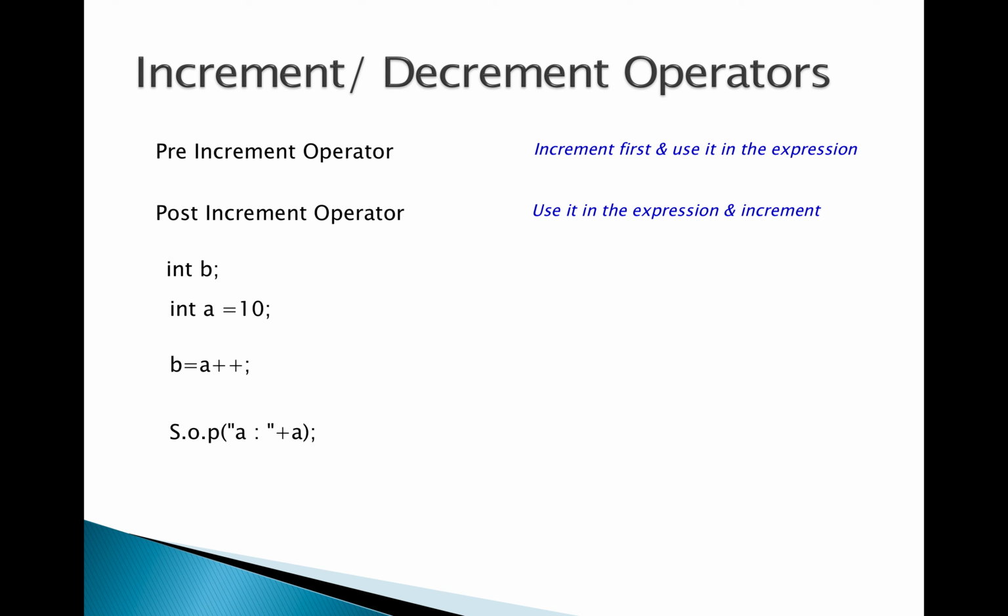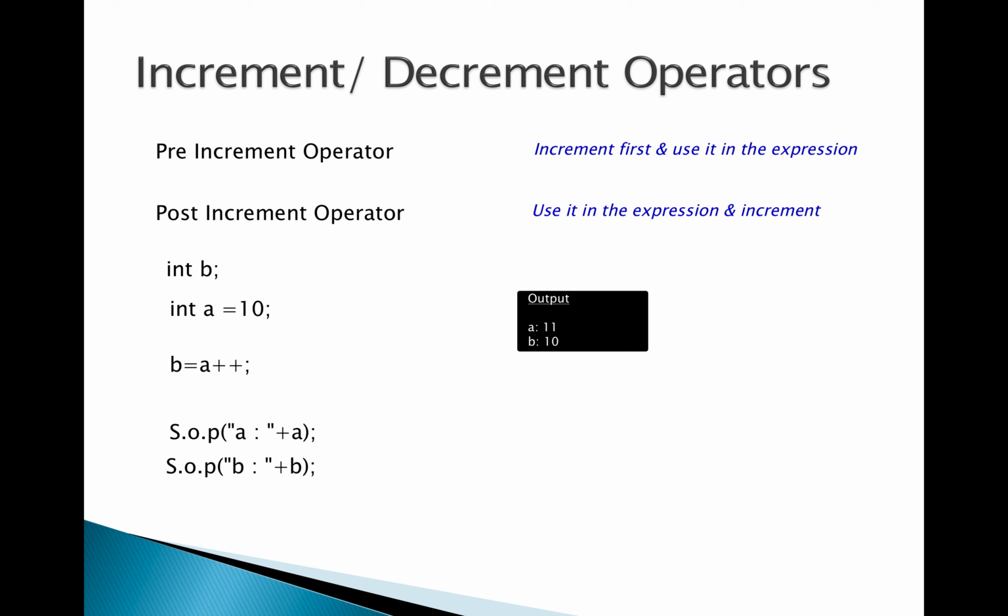So what is going to happen as a result here is when you print a and b, a's value will be, as you assume, because we did a plus plus, a's value is going to become 11. But b's value is going to remain 10 because b is using a's current value and storing that value, and then a's value is getting incremented.